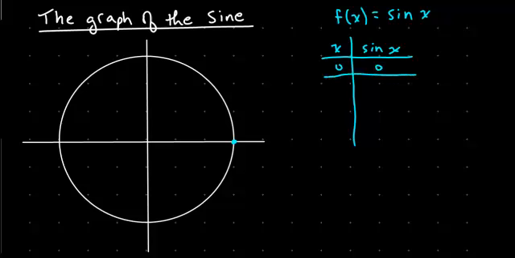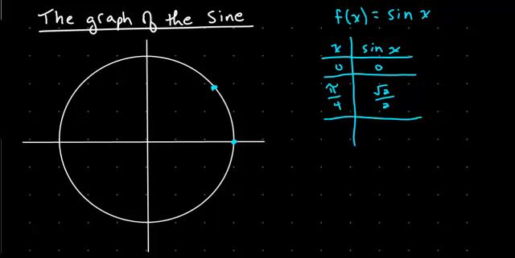Okay? Let's go to our next nice angle. Let's just go to pi over 4. So we're at pi over 4, so that is going to be right in there. So what is the y coordinate at pi over 4? Well, my y coordinate, sine of pi over 4, is root 2 over 2.